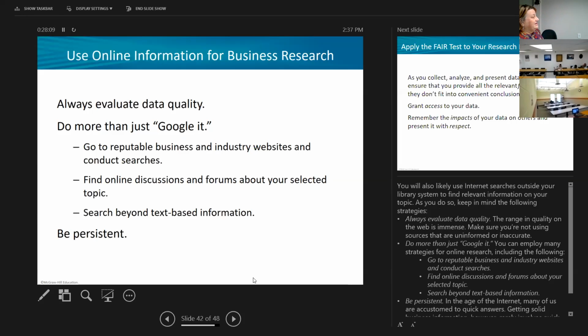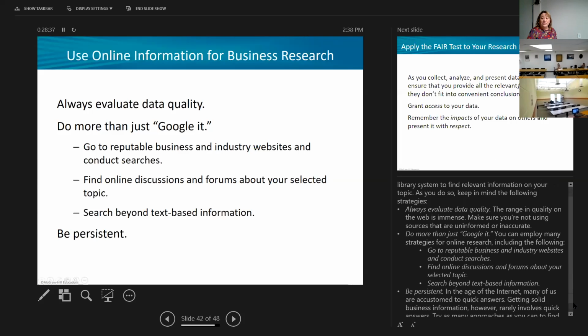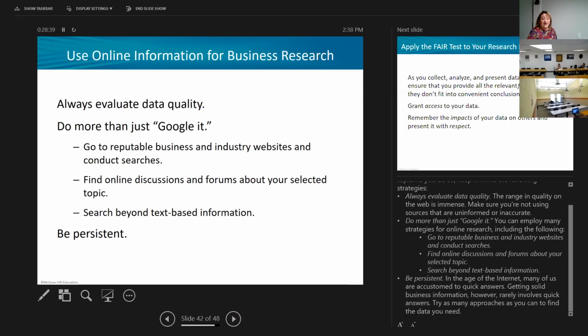Find online discussions and forums. Go beyond what your textbook says. Just keep looking and keep looking and keep looking. Persistency: usually if you find one thing that you're interested in, it will have a bibliography that you can search, and those sources will tie into more and more things. So you want to keep looking. Don't just give up after one little search when you think you can't find it.